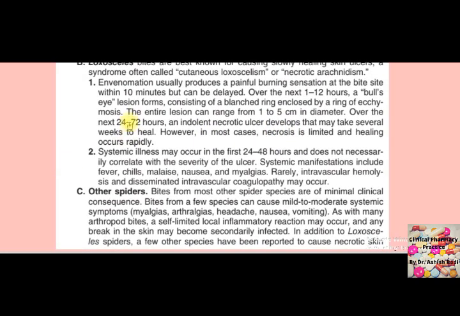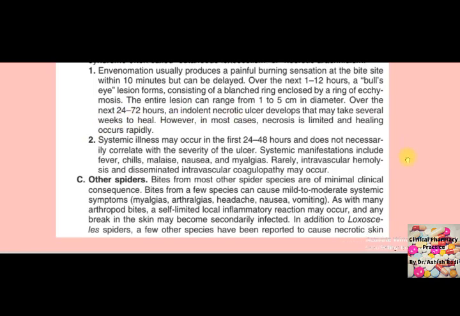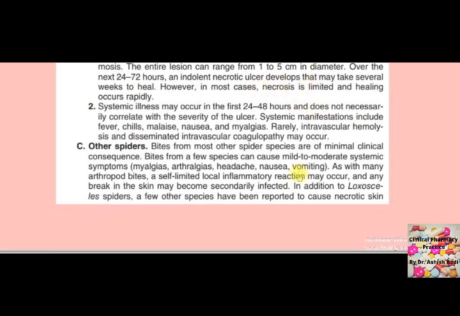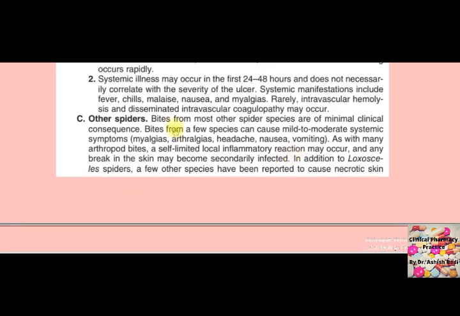Now, envenomation usually produces a painful burning sensation at the bite site, within 10 minutes but can be delayed. Over the next 1 to 12 hours, a bull's eye lesion forms, consisting of a blanched ring enclosed by a ring of ecchymosis. The entire lesion can range from 1 to 5 centimeters in diameter. Over 24 to 72 hours, necrotic ulcers develop.